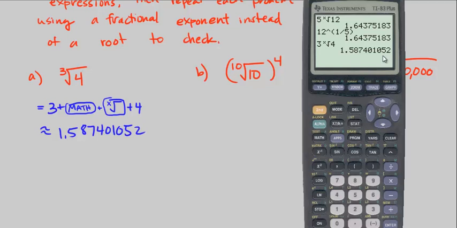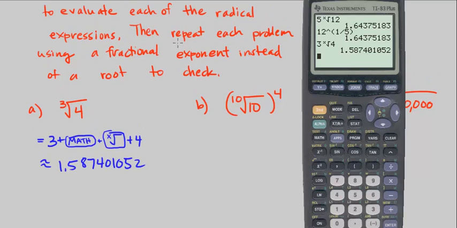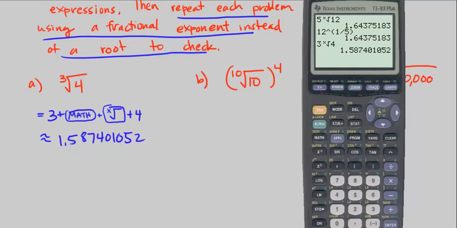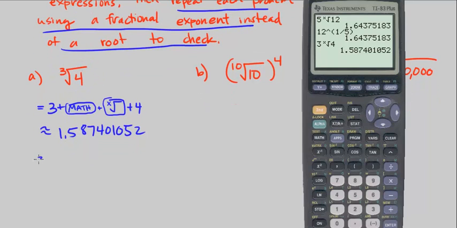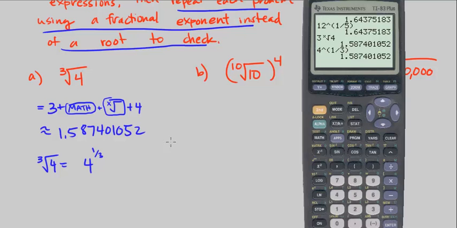That gives us 1.587401052. That's the first part, but then we want to repeat each problem using a fractional exponent instead of a root to check. So we can rewrite the cube root of 4 as 4 to the power of 1/3. Let's put that into our calculator: 4 to the power of 1/3. And what do we get? We get the same thing as we just wrote above, exactly the same. So we checked it, it works out, and we're happy.